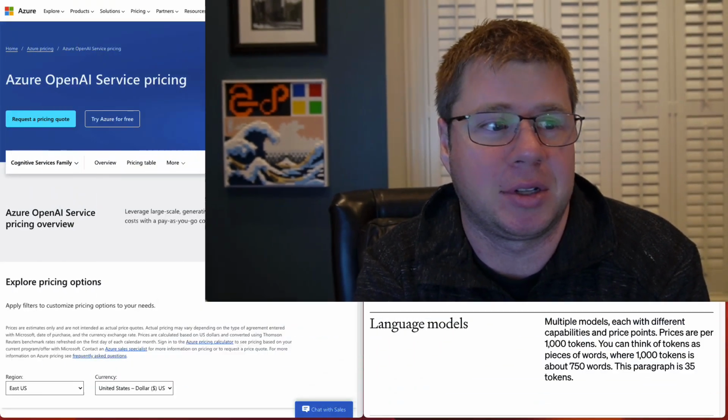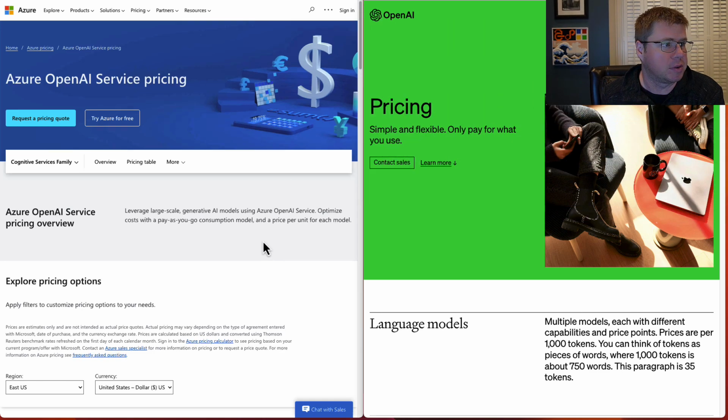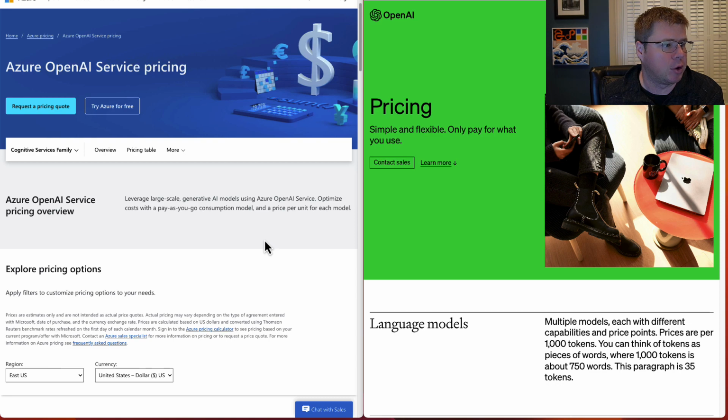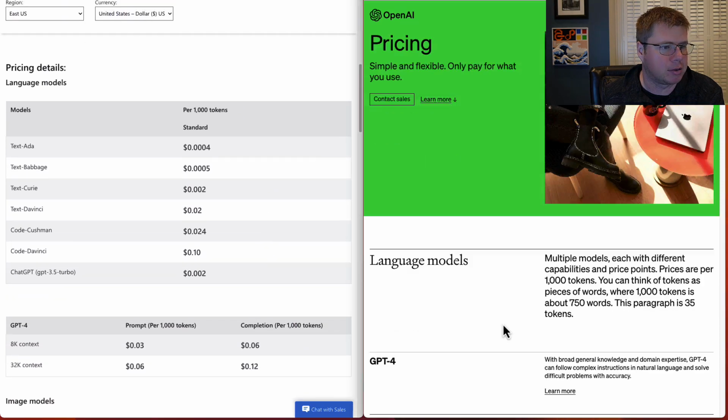Today I'm looking at OpenAI pricing just to see what the difference is between Azure OpenAI and OpenAI. So let's go look at it. On the left I've got the Azure OpenAI service pricing, and on the right I have OpenAI pricing. Let's just drop down here and look at some of the language models.